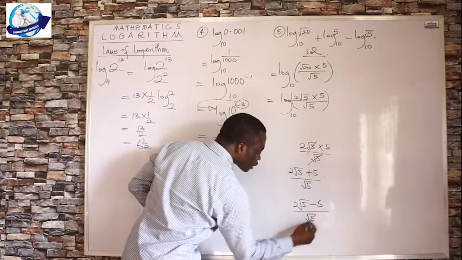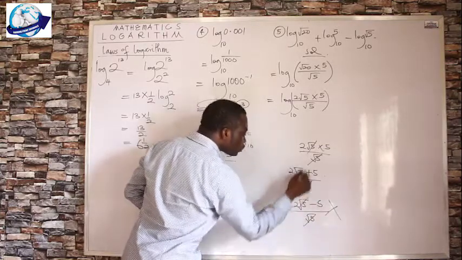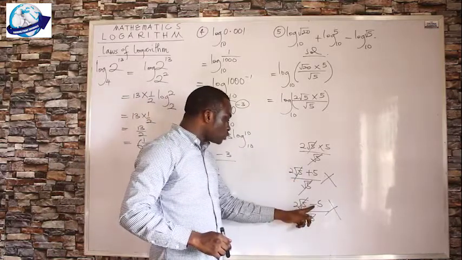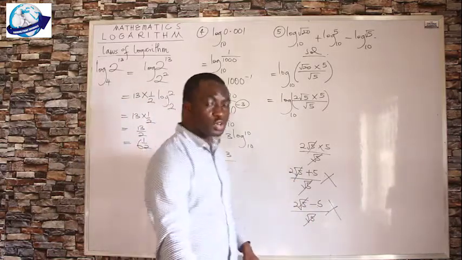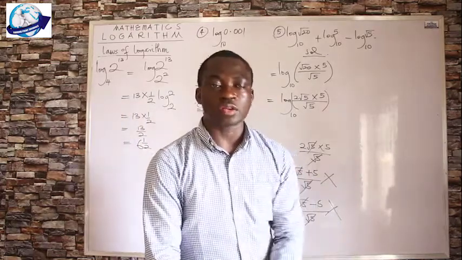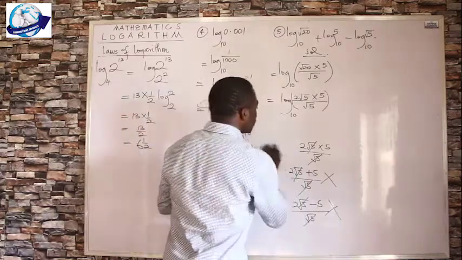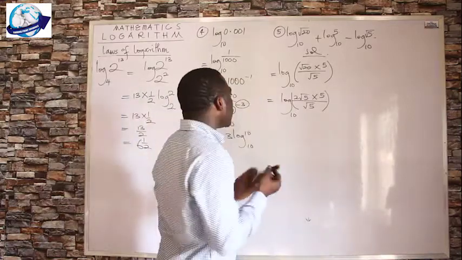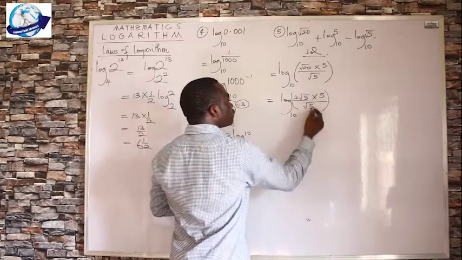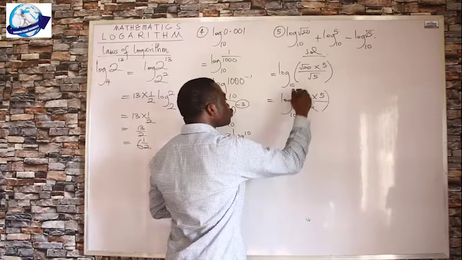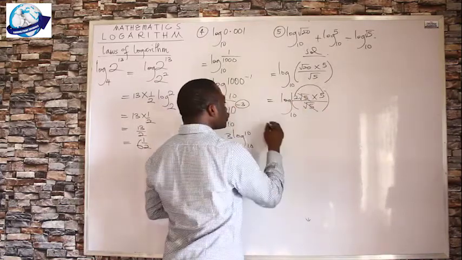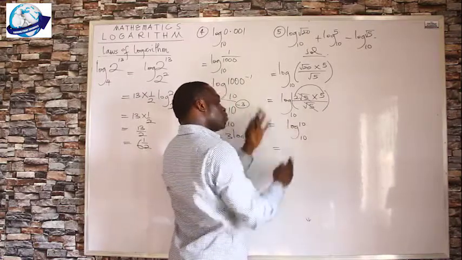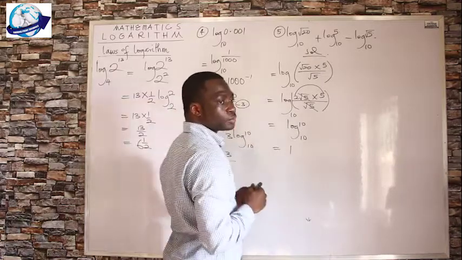You don't have the right to cancel. No, no. Why? Because of the plus sign and the minus sign. But for the principle of multiplication, you can do that. So you can easily divide when you have multiplication up and down. The multiplication sign gives you the freedom to cancel off. Then 2 multiply 5 gives you 10. So you're going to have log 10 base 10. Of course, you know when a logarithm has its own base, you rest the case as 1.